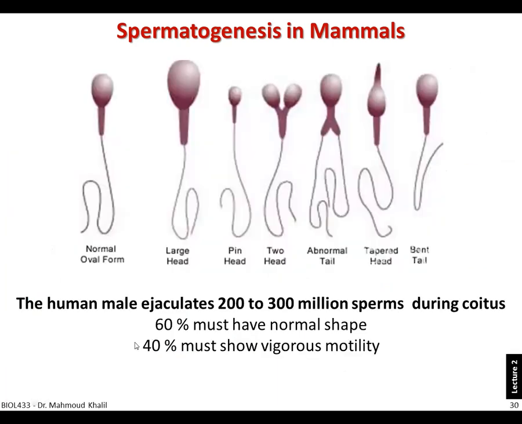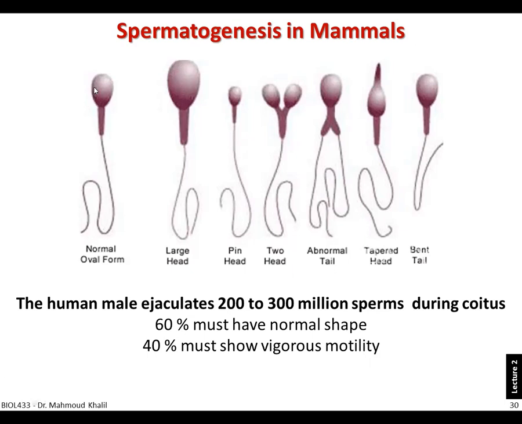So here you can see that the human male can ejaculate over 200 to 300 million sperm during coitus. And normally 60% of the sperm must have a normal shape. That's a normal parameter. 60% is accepted as a minimum, while 40% must show vigorous motility. So to be normal, a male needs at least to have 60% of sperm with a normal appearance and 40% must show vigorous motility.